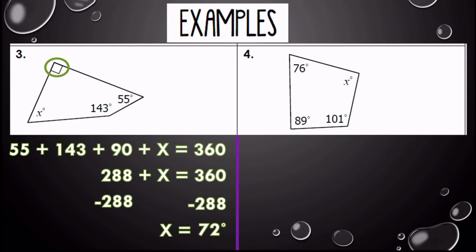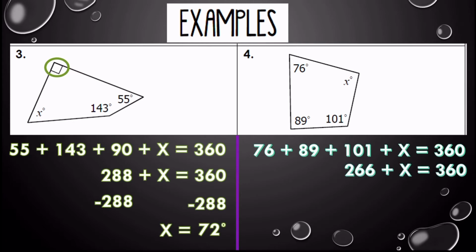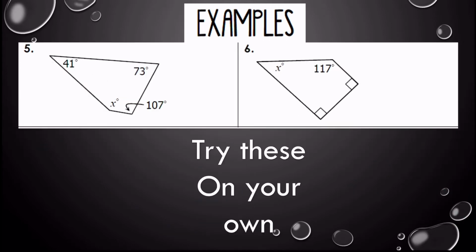Let's take a look at my next one. Same setup. I add all the constants to get 266 plus my missing angle. I subtract 266 so that x is 94 degrees. I want to see these two on your paper. Exact same work, exact same setup. I'm going to be looking for them. If these two are not completed, you will lose 2 points.